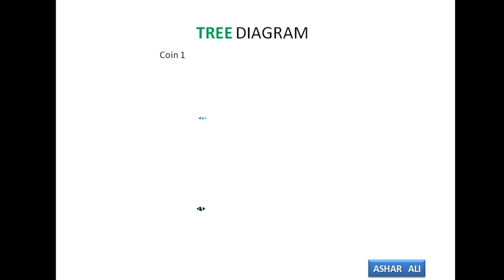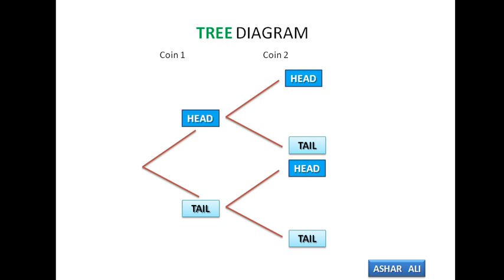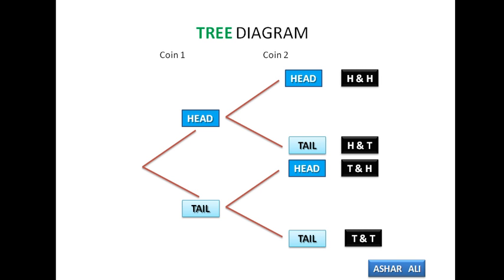A tree diagram. When the first coin is flipped, we can either have a head or a tail, and when the coin is flipped again, we can have a head or a tail. If the first outcome is a head, we can have a head or a tail as the second outcome. If the first is a tail, we can again have a head or a tail. Therefore the outcomes are head and head, head and tail, tail and head, and tail and tail.